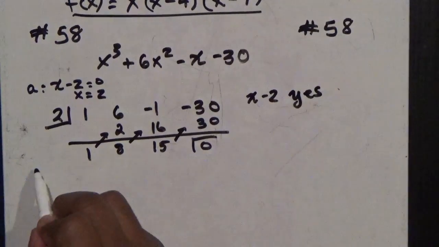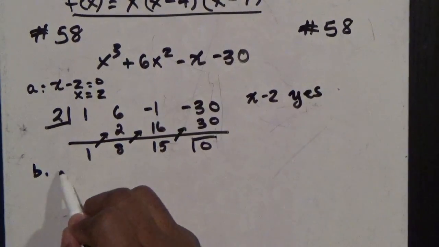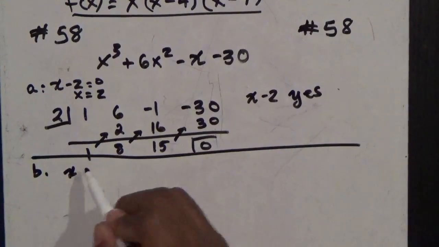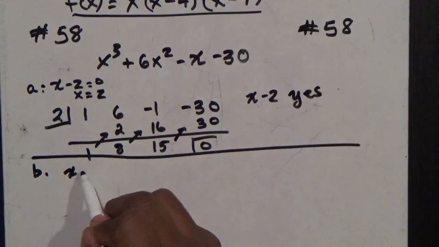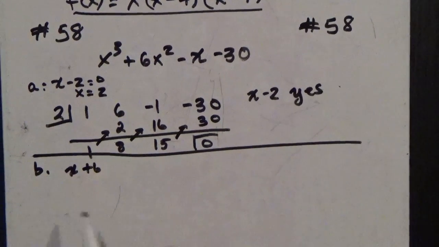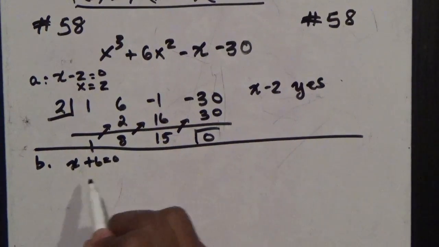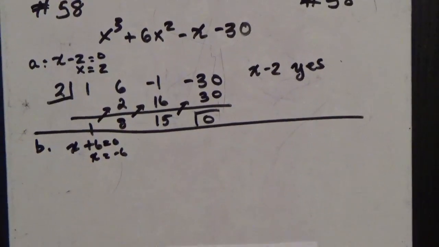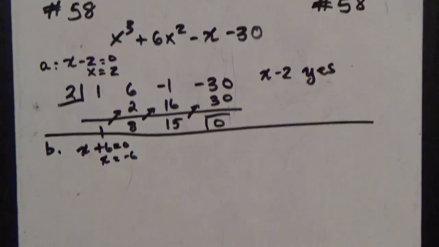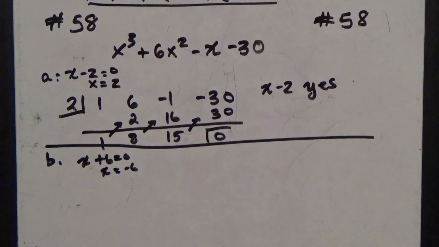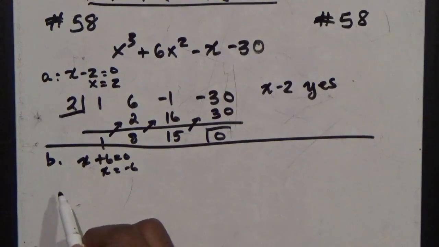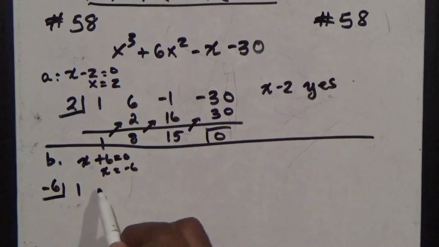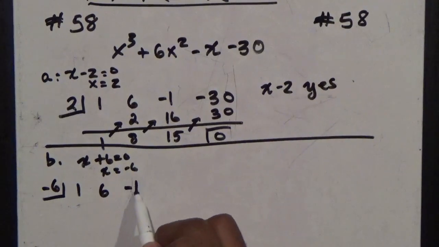Alright, we do the same thing over and over. So b, our factor is x plus 6. So we set it equal to 0. That's saying x is going to be -6. Here we want to keep that row right there, and check again. So we got -6, and our same coefficients again.